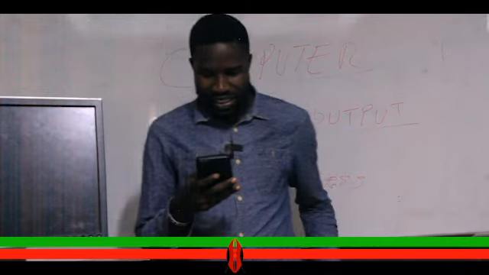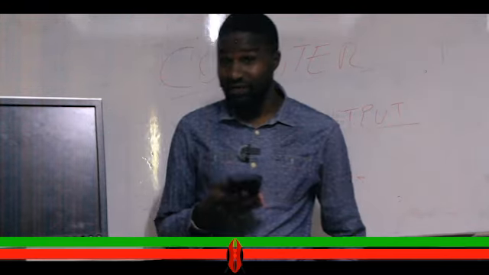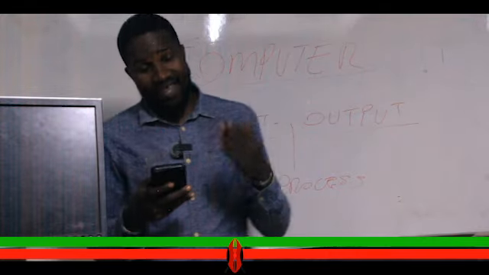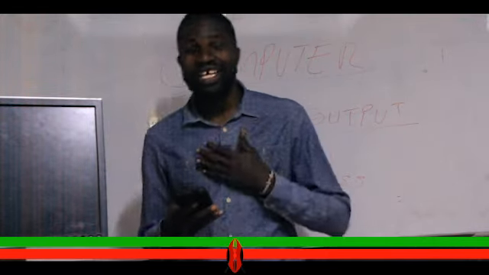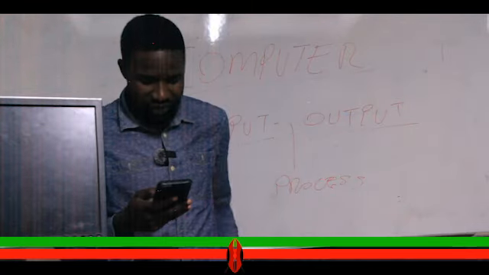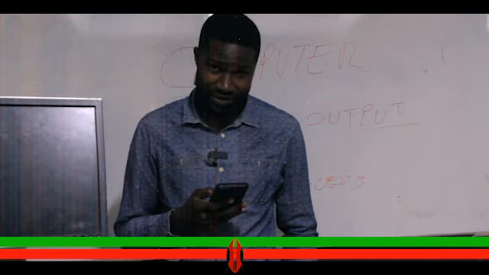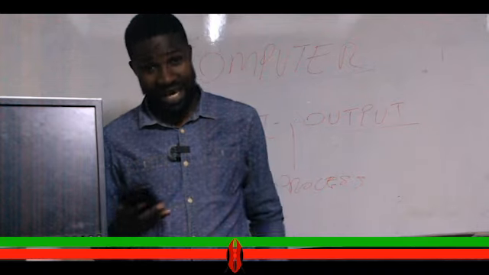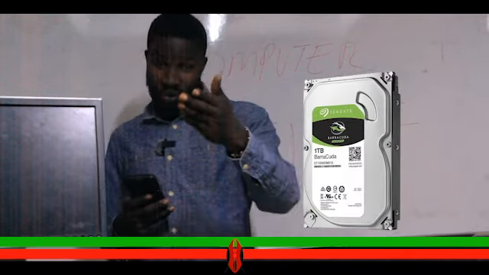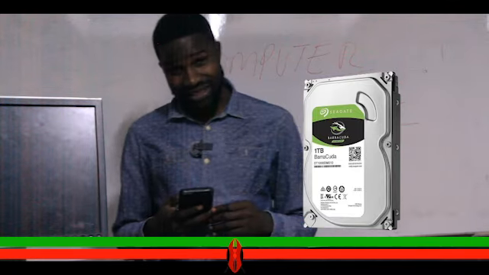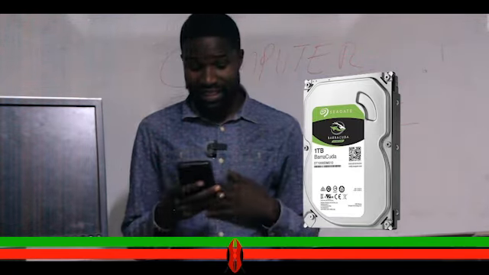Now, let us go to storage devices that store data and information, okay? That stores data. We have in the computer, we have hard disk, okay? And with hard disk, let me show you what is a hard disk. Yes, hard disk. What you're seeing on your screen right now is the hard disk. This is the hard disk.